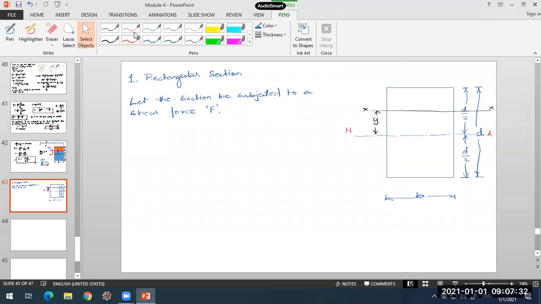Now the shearing stresses on a longitudinal plane xx, at a distance y from the neutral axis.